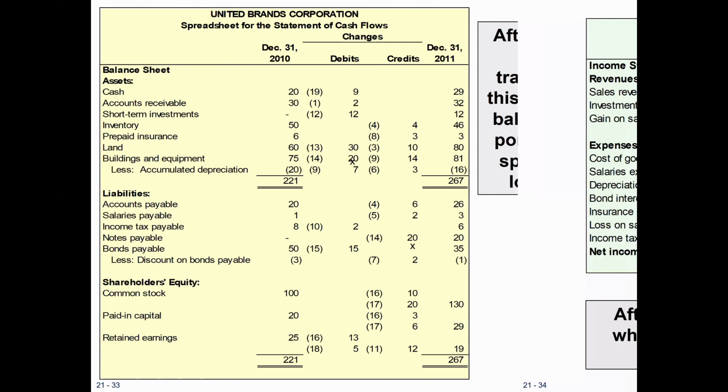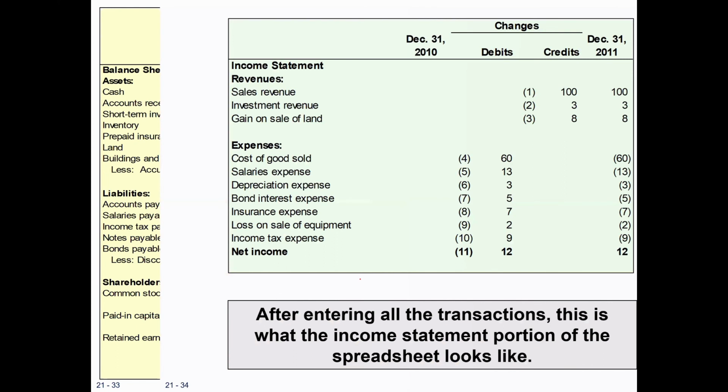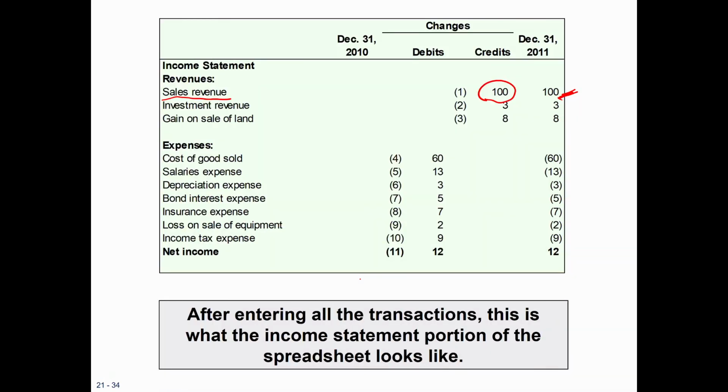What we're trying to do is fill out those debit columns and credit columns, to explain the changes in the balance sheets and income statements. When we fill this out, we know which items are cash flow related items, then we put them in the cash flow spreadsheet.